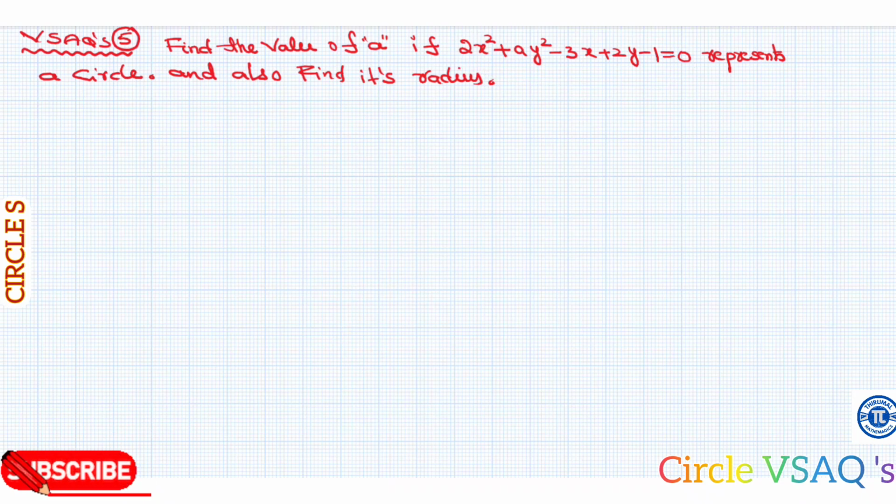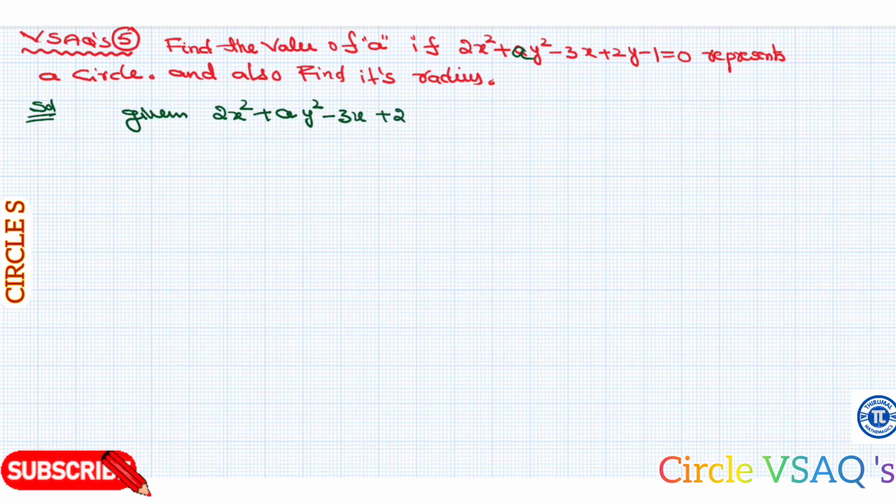Now fifth question: find the value of a if the given circle 2x² + ay² - 3x + 2y - 1 = 0 represents a circle. Also find its radius. Given circle is 2x² + ay² - 3x + 2y - 1 = 0. Okay, it represents a circle.